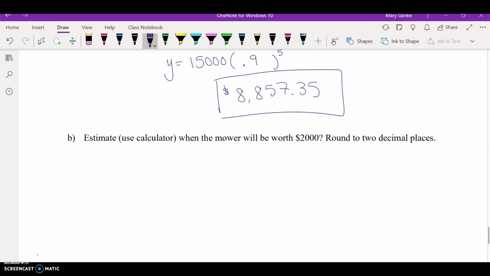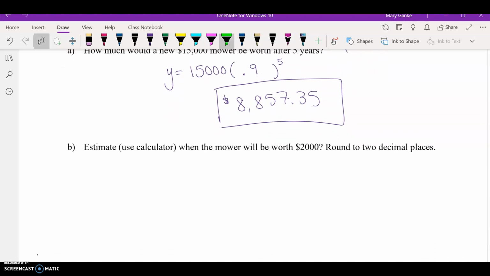So for the next one, we want to know when the mower will be worth 2,000. This is our ending amount. This is our Y value. So we're going to plug in 2,000 for our Y value. We're going to keep the same 15,000 and keep the same 0.9. But what we don't know is the time.